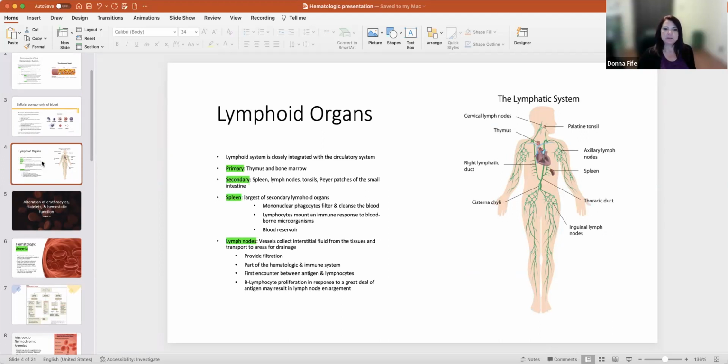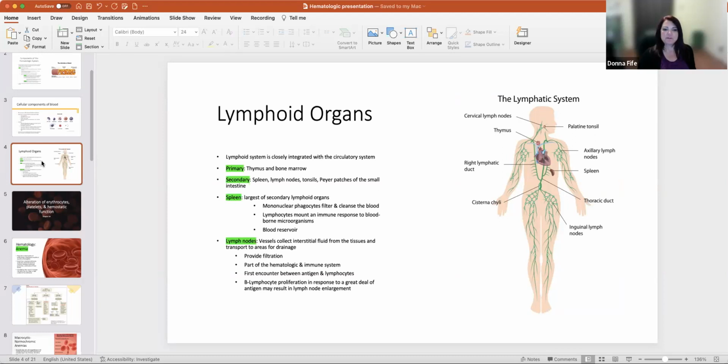The spleen is the largest of the secondary lymphoid organs. There are mononuclear phagocytes that filter and cleanse the blood. Lymphocytes mount an immune response to bloodborne microorganisms, and the spleen acts as a blood reservoir.